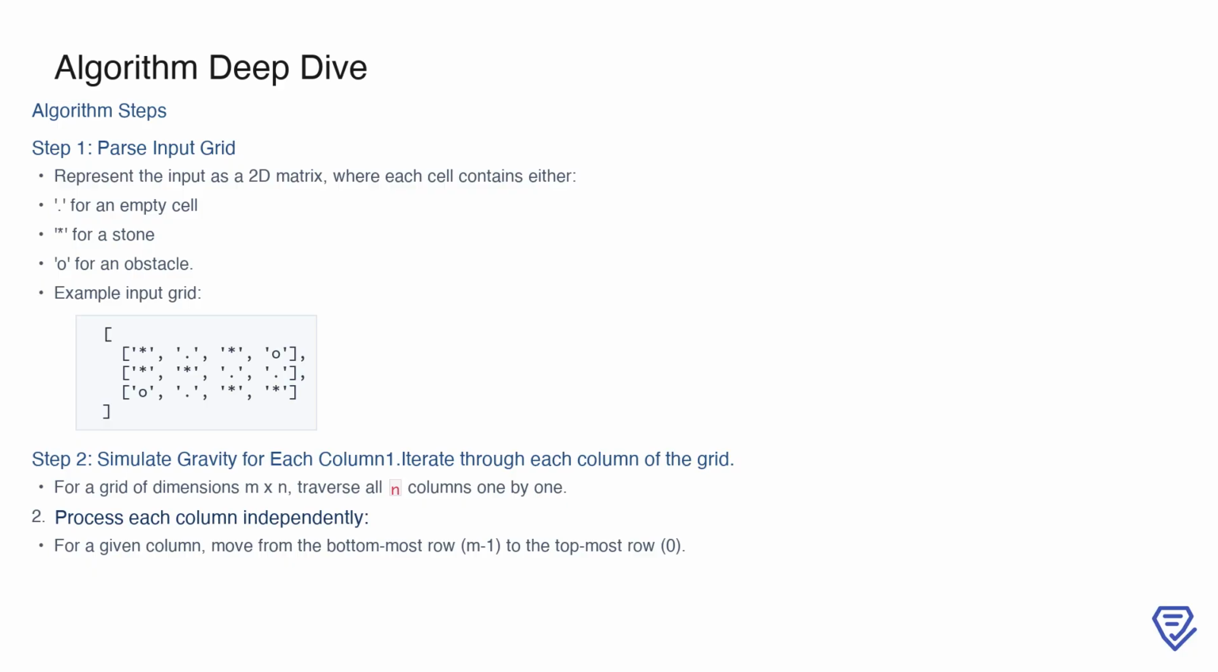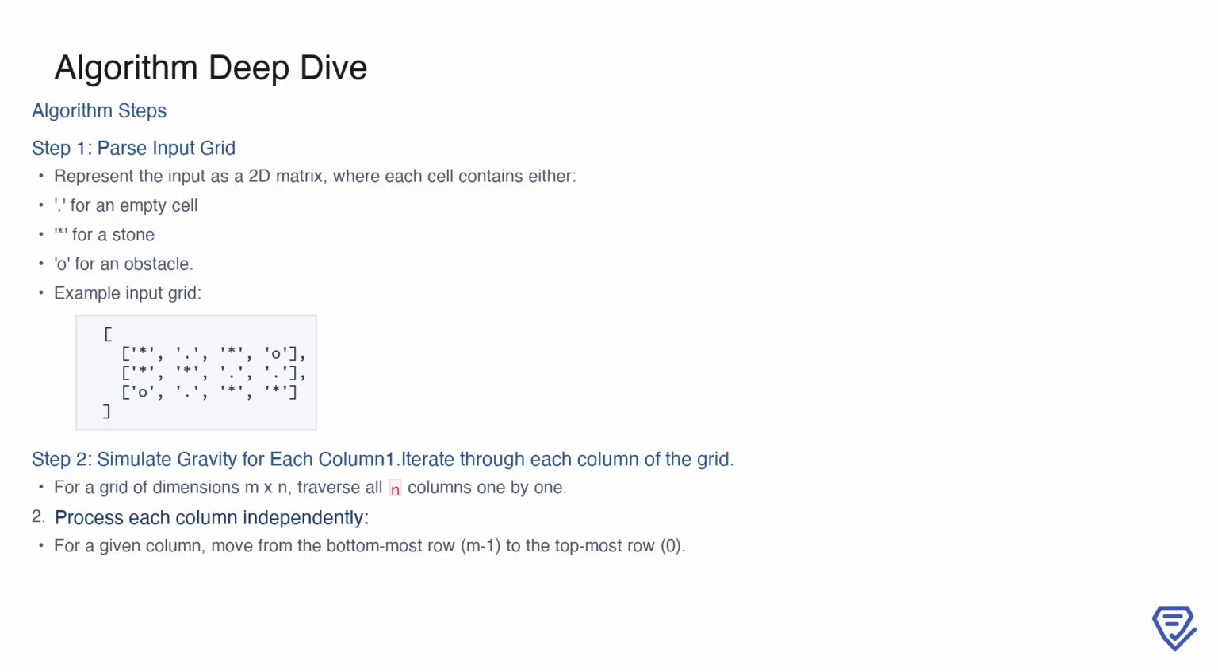For example, consider the input grid shown. It consists of 3 rows and 4 columns, with stones, obstacles, and empty spaces arranged in a specific pattern. Once we have this grid representation, we move to the next step, which is simulating gravity for each column.